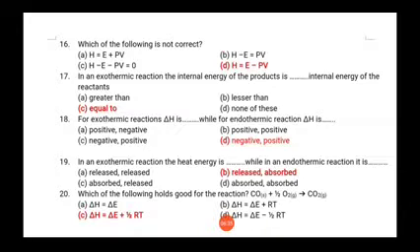Next question is, which of the following holds good for the reaction CO solid plus 1/2 O2 gas gives CO2 gas? Options are: A, delta H is equal to delta E; B, delta H is equal to delta E plus RT; C, delta H is equal to delta E plus 1/2 RT; and option D, delta H is equal to delta E minus 1/2 RT.